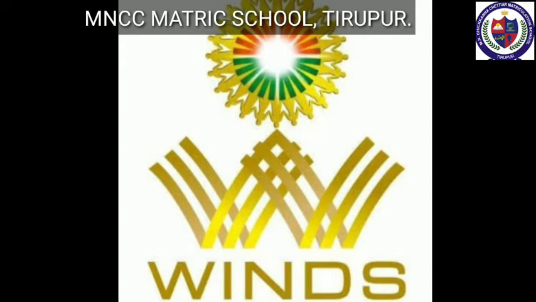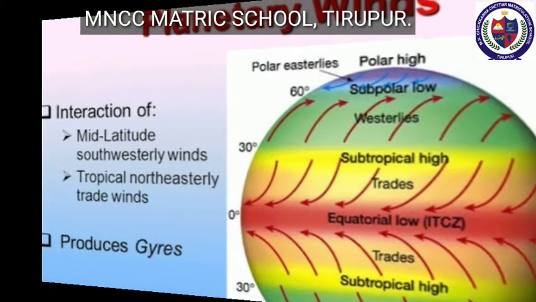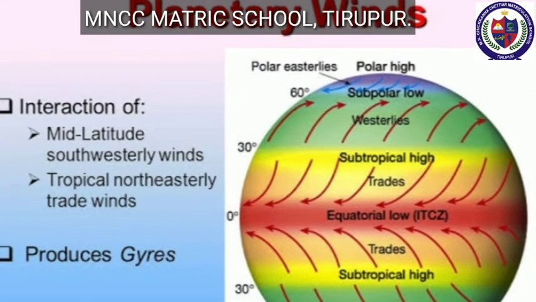An anemometer records wind speed while a wind vane measures the direction of the wind. The unit of measurement is kilometer per hour or knots. Types of winds. Winds are generally classified into the following four major types: planetary winds, periodic winds, variable wind, local wind.